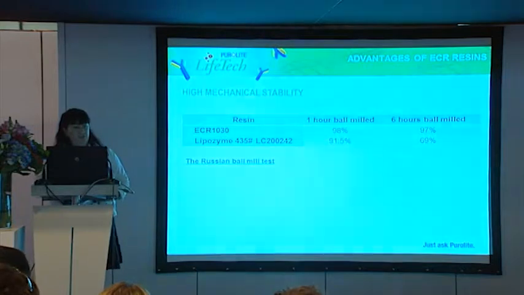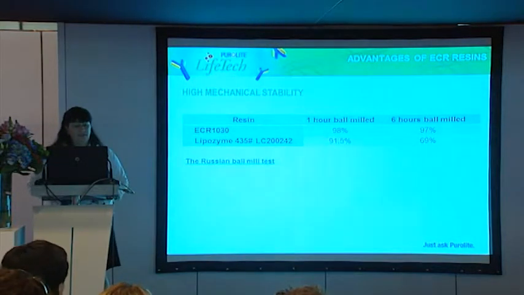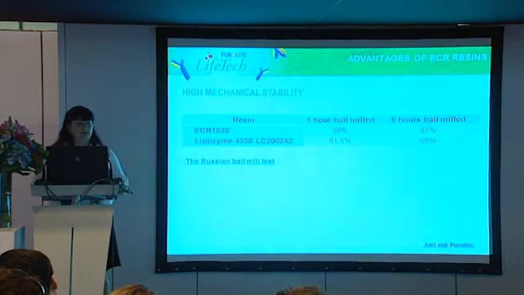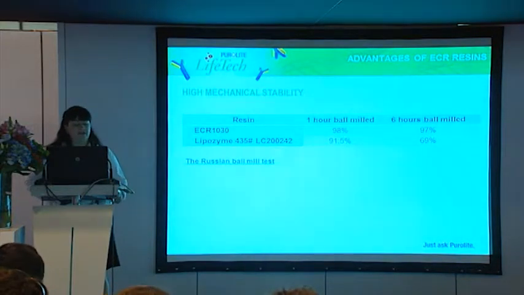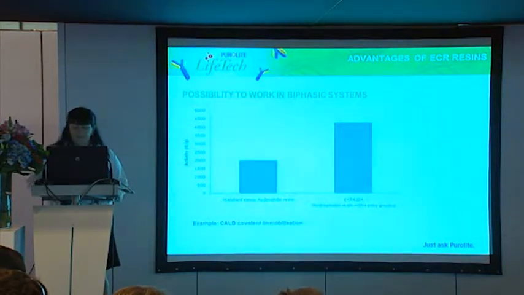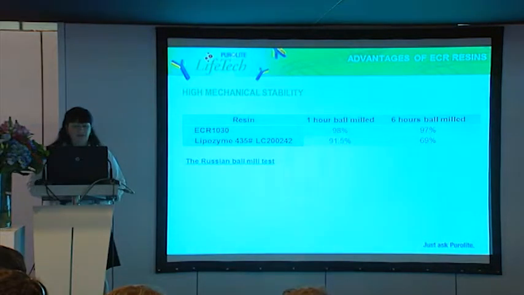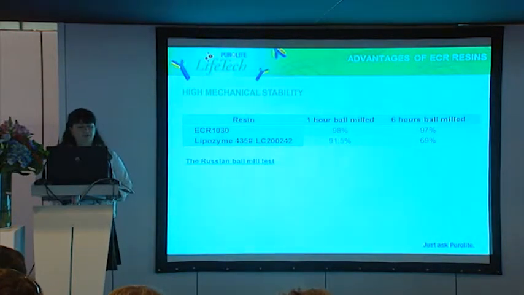Another test that we did for checking the mechanical stability of our resin is the Russian ball mill test. It's a special test that we run for mining. You mix the resins with some sand and verify the formation of fines. It's a very harsh method, but in the comparison, you can see that after a 6-hour test, you have almost complete recovery of the ECR 1030, whereas for the Lipozyme, you have 70% of remaining beads and 30% formation of fines.